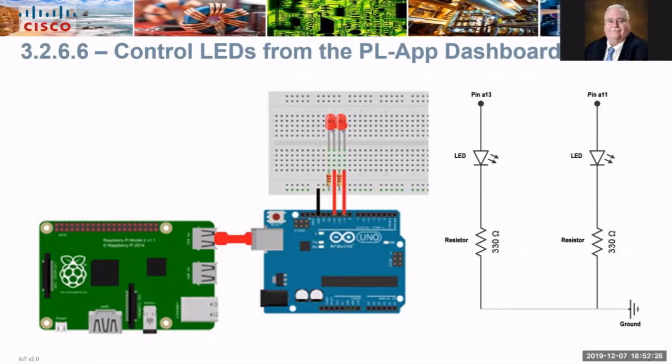Lab 3.2.6.6. Control LEDs from the PL app dashboard. Time to complete is approximately 45 minutes. Difficulty level intermediate. In this lab you will build 2 LED circuits on the Arduino, interconnect the Arduino and Raspberry Pi, and use the Raspberry Pi and PL app to control the Arduino's LEDs.